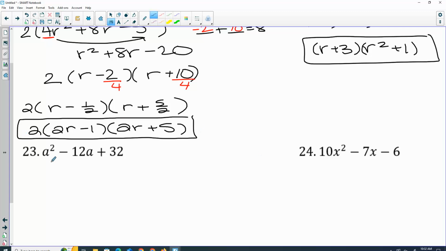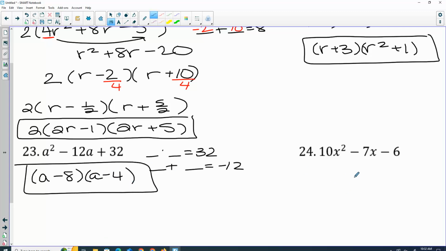So when I'm looking at this, what multiplies to positive 32 adds to negative 12? 8 and 4. So a minus 8, a minus 4.